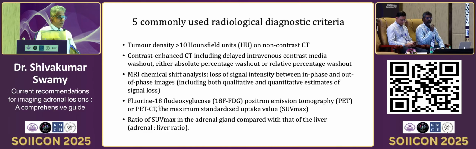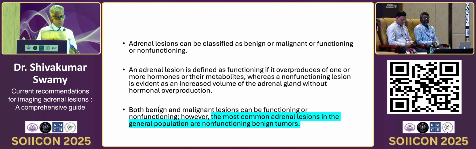On PET, newer tracers have come up, but the most commonly used is F18 FDG PET imaging. You also assess the SUV, though not very routinely, it's just eyeballing, not the absolute number that we look at. So adrenal lesions can be benign or malignant, functioning or non-functioning. These are the things a radiologist should assess.